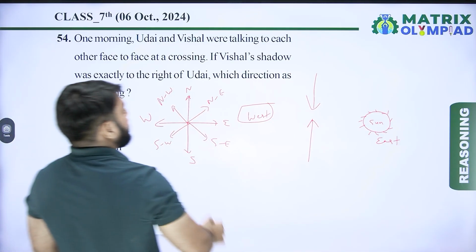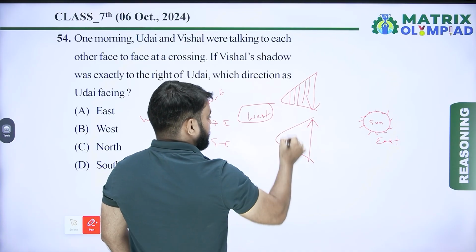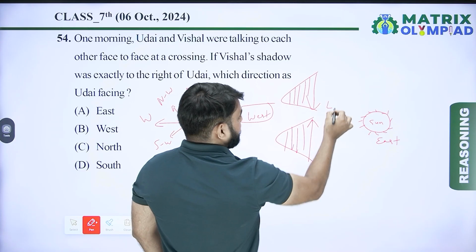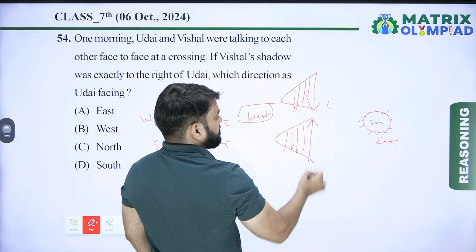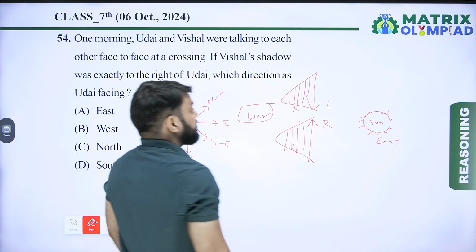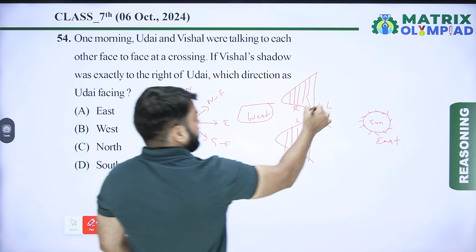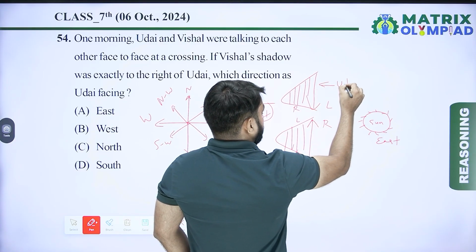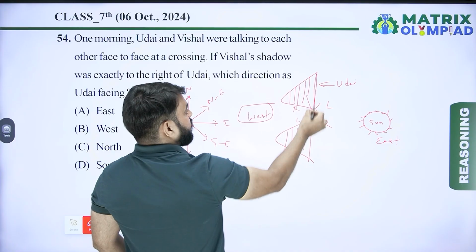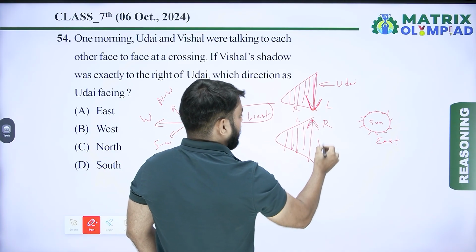So this is the shadow of this person. And this is the left of this person, and this is the right of this person. Now Vishal's shadow was exactly to the right of Uday. It means this is Uday, because the shadow is found on the right of Uday. So this is Uday and this is Vishal.